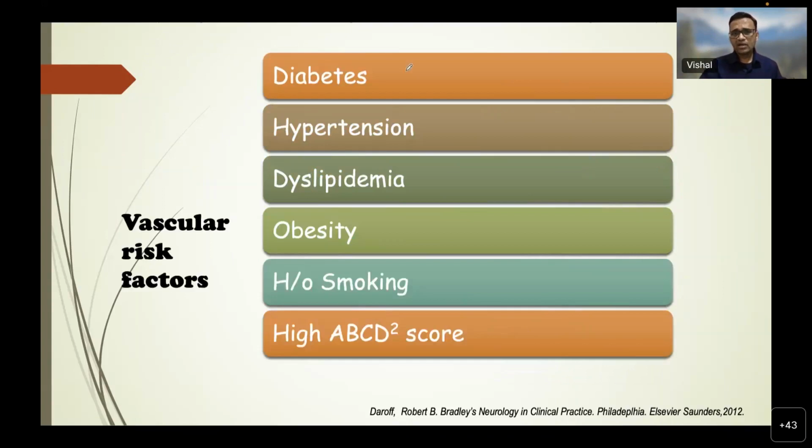Then the vascular risk factors should be considered, like diabetes, hypertension, dyslipidemia, obesity, smoking, high ABCD2 score. These are the vascular risk factors which favor a patient with a stroke. But it doesn't mean that if a patient comes with vascular risk factors and vertigo, every patient should be subjected to MRI. Of course, in elderly patients, BPPV is also common. So it is very important to analyze. It is not one single factor alone. It is a combination of things which will make the diagnosis. For example, I'll tell you.